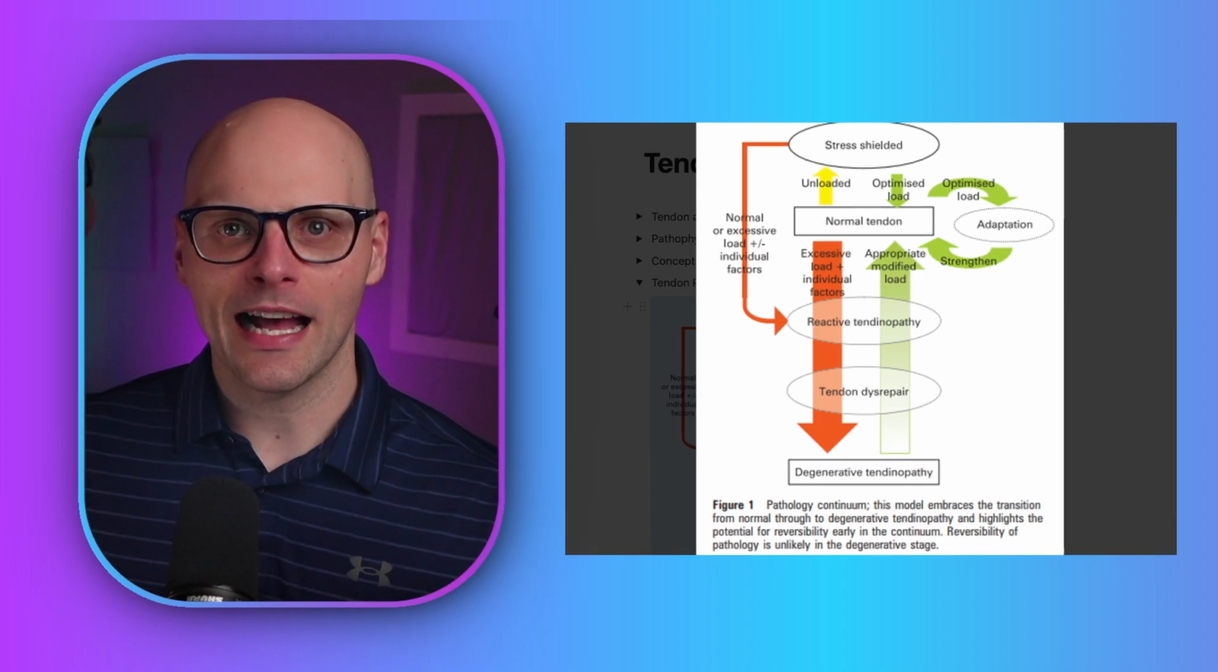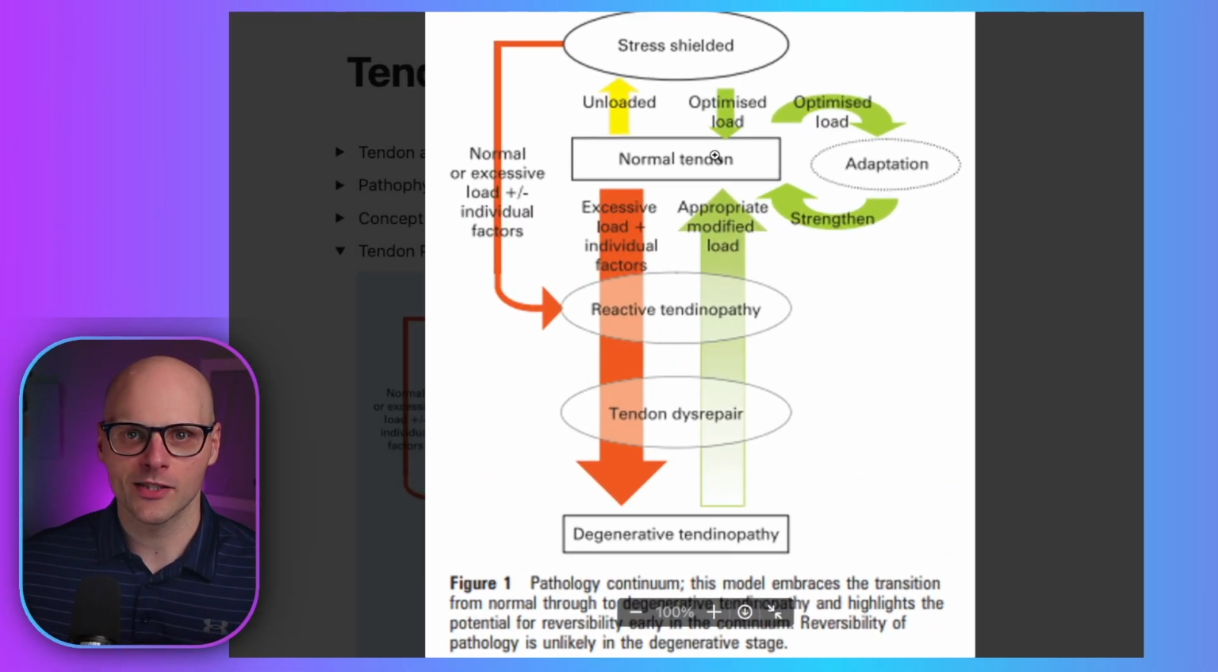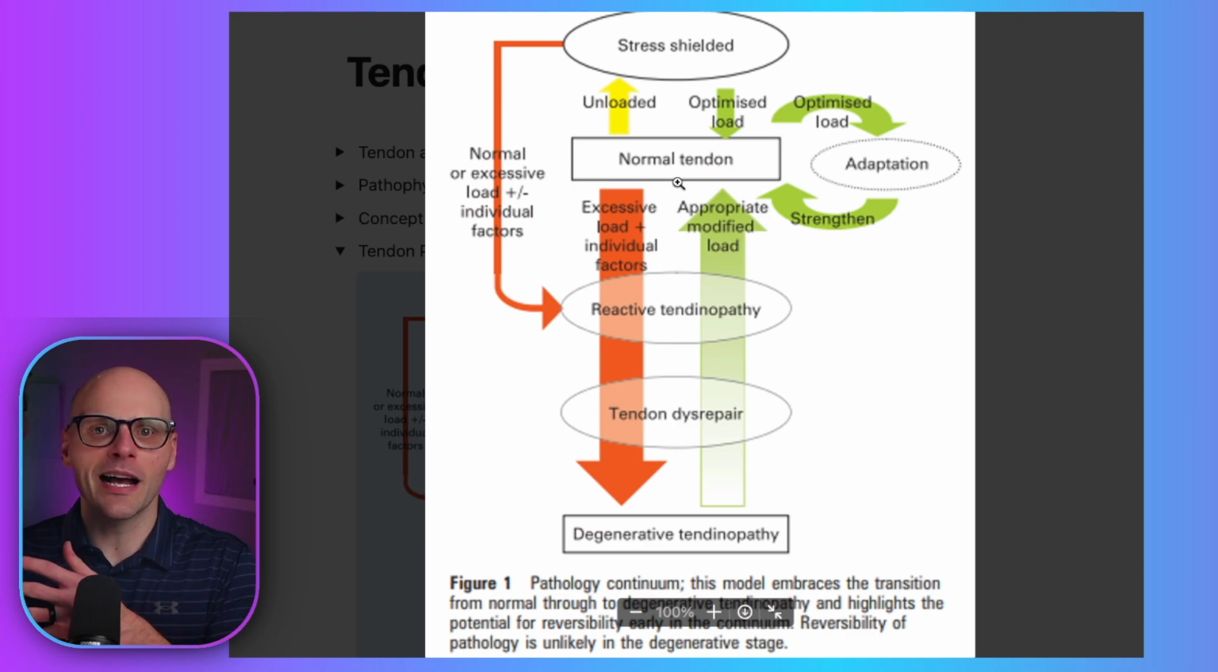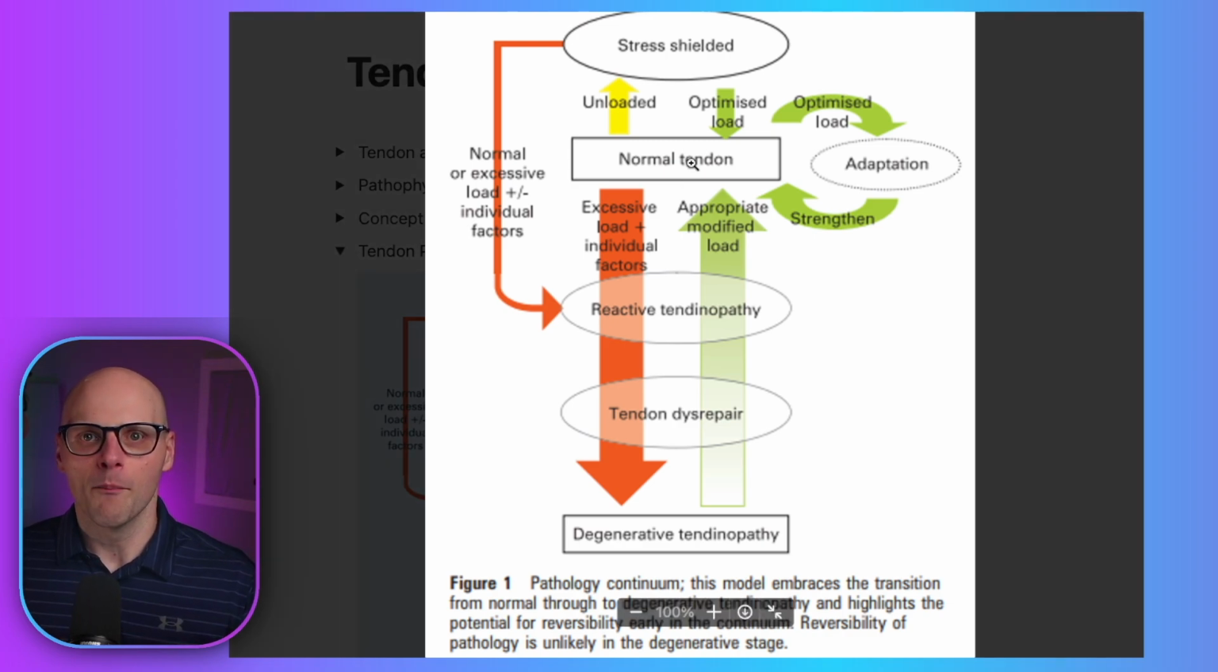If you look at the middle here, this is a normal tendon, right? This is where we'll start. Nice, fibular, compact. We've talked about that. That's what it looks like. But we can have this stress shielded situation. This is where we're kind of offloading.